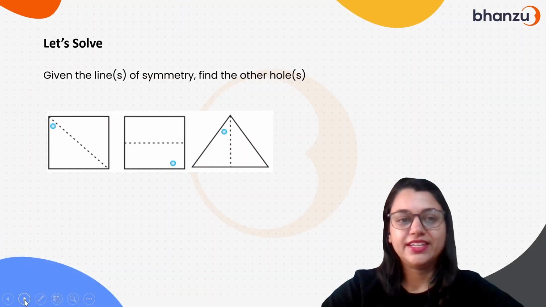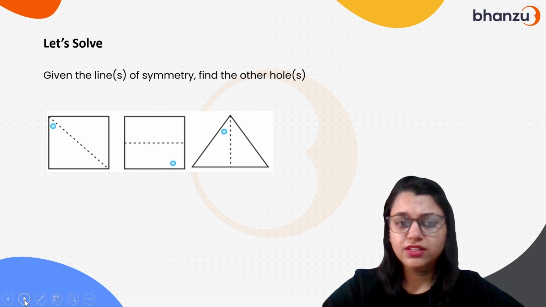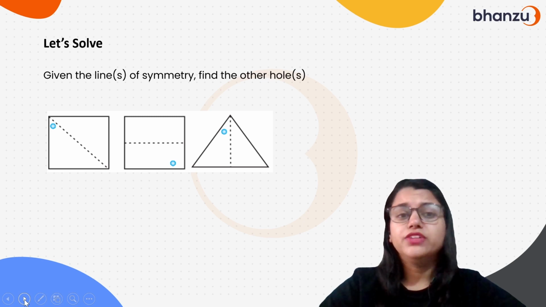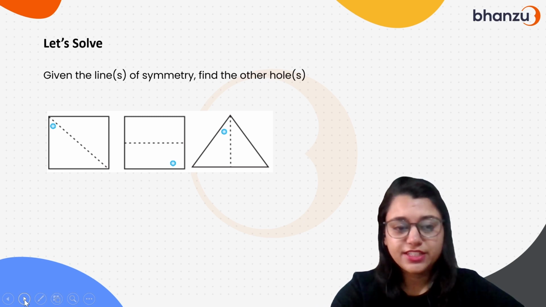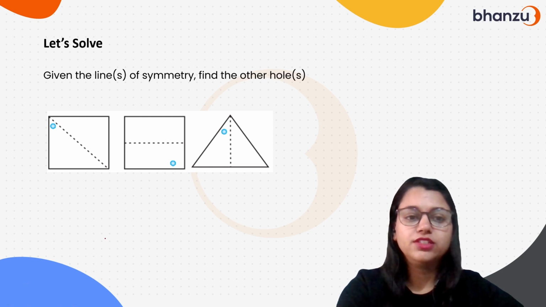So the first question says, given the line of symmetry, find the other hole. Here we are given three figures, and we are also given the line of symmetry. So we have to find the other hole. How will we solve this question?